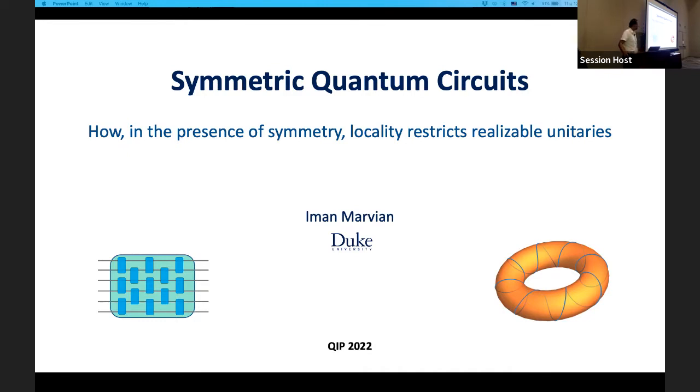My name is Iman Marvian. I'm based at Duke University. In this work, I'm going to present some results on an ongoing project in my group at Duke. We study local symmetric quantum circuits, various properties of this type of circuits. These are circuits that are formed from local unitaries that all respect certain symmetry. For example, they're all invariant under rotations around Z.